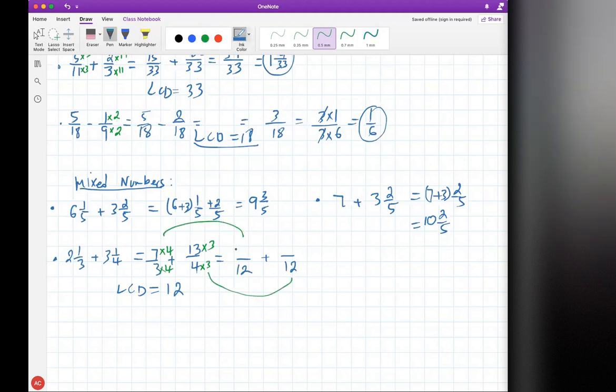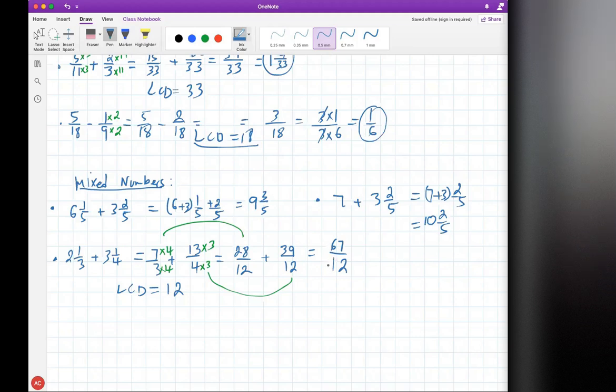So we get 28 on the first, and 39 on the second. Over 12 again. Same denominator, so add the two, that's 67 over 12. And always try to reduce.